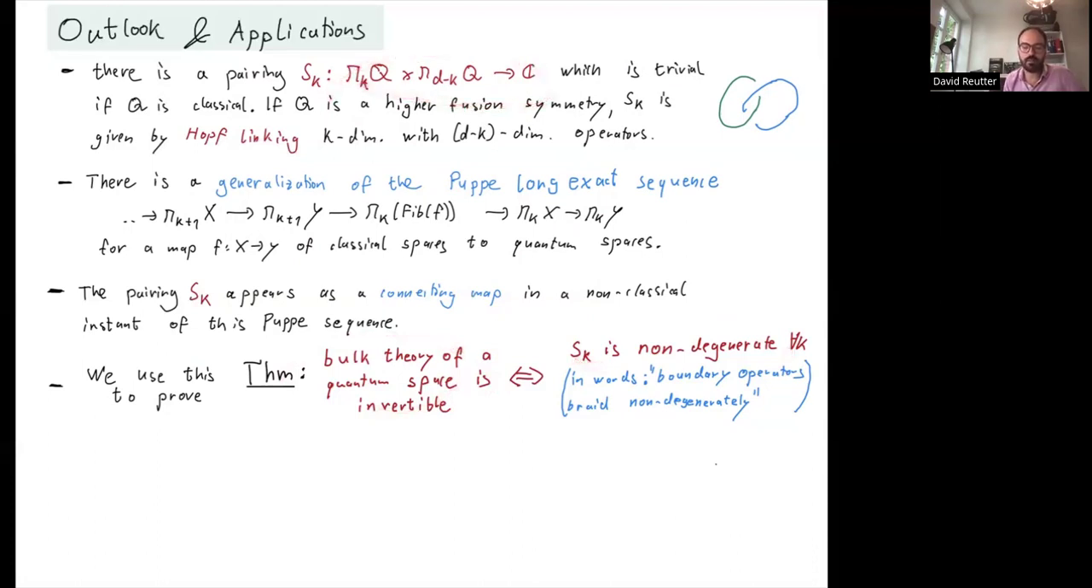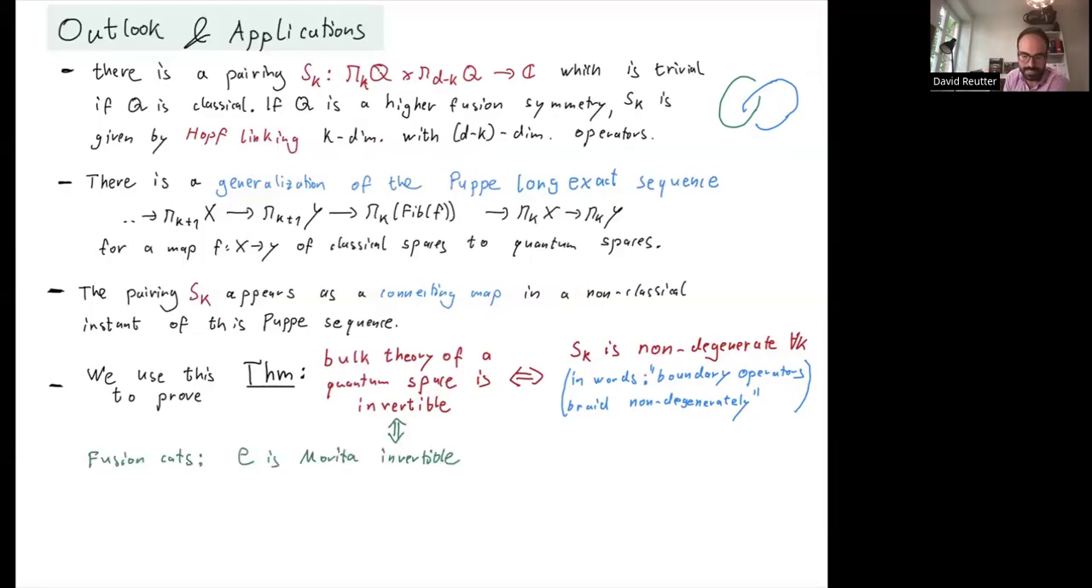So they're square and invertible matrices. And this is really right: the S_k appear as some connecting map. So if this connecting map is an isomorphism, this means that the group at that level is the zero group. And that being the zero group will be easily seen to be equivalent to the bulk theory being invertible. So this is saying that if you have one of these quantum spaces, TQFTs with boundary theory, then the boundary operators braiding non-degenerately will be equivalent to the bulk theory being invertible, which, if you like physics, is the same as saying the bulk theory has no defects which live in the bulk theory.